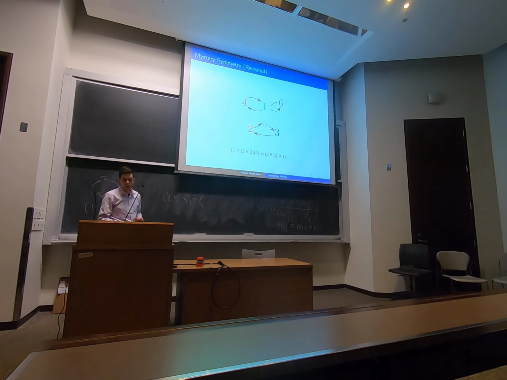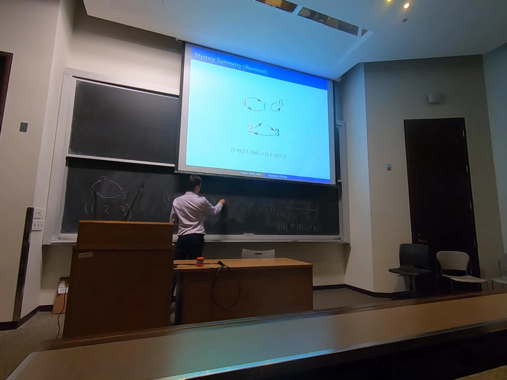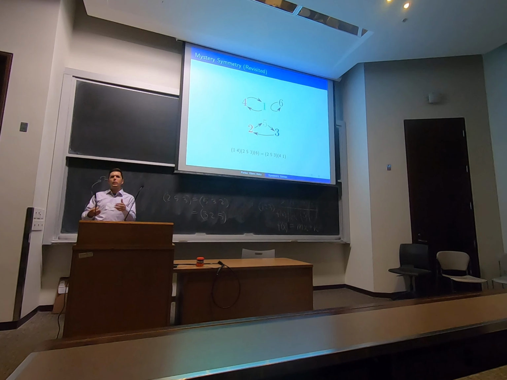Right. So 2, 5, 3 is the same cycle as 5, 3, 2. Alternatively, it's the same cycle as 3, 2, 5. These are all equivalent ways of writing this down, depending on where we start.